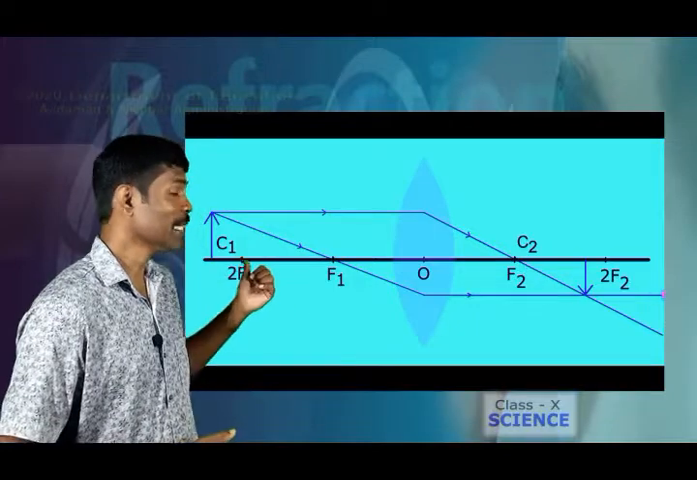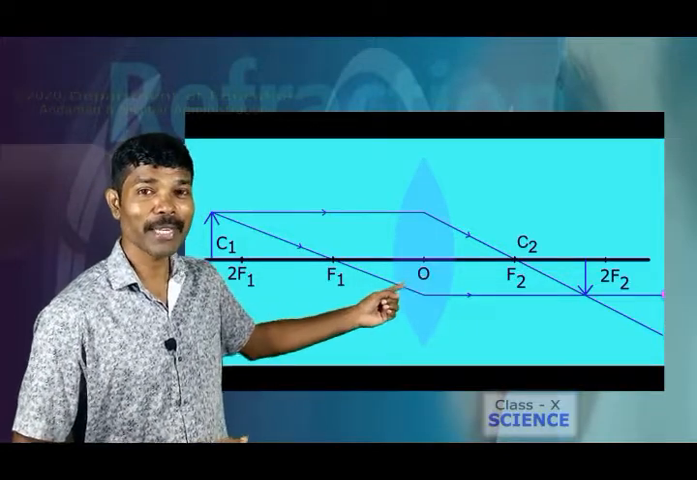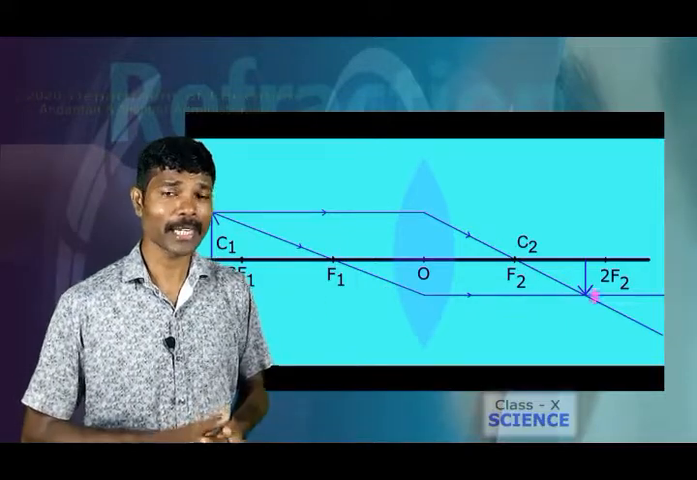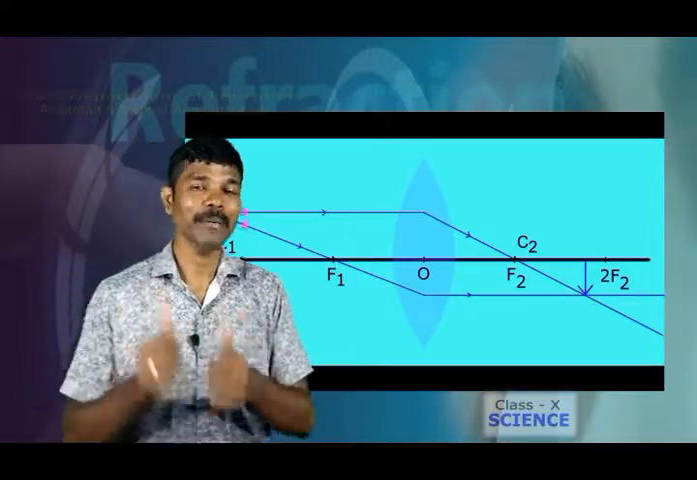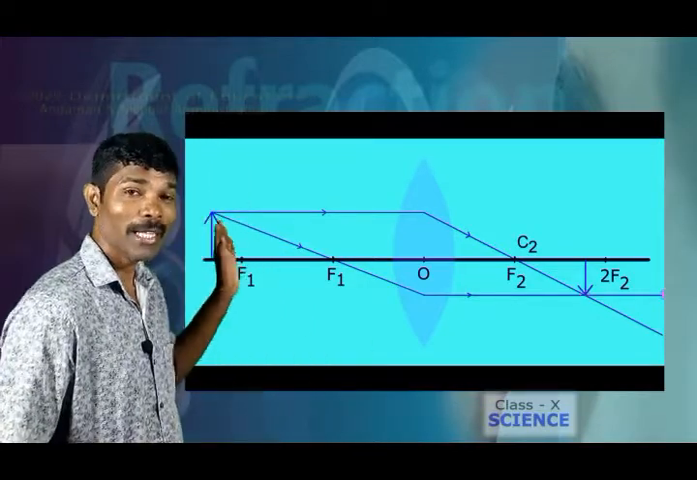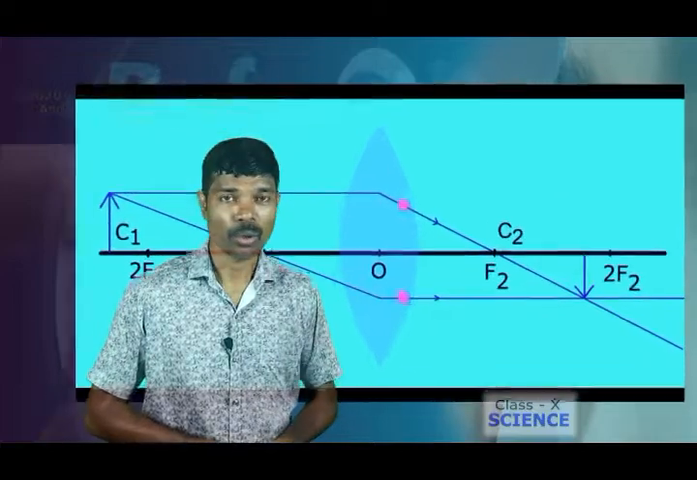So here you can see that the image is formed between the center of curvature and the focus, right? This is what we have been discussing earlier. So this way image is formed by a convex lens. On other positions you just try at your home.